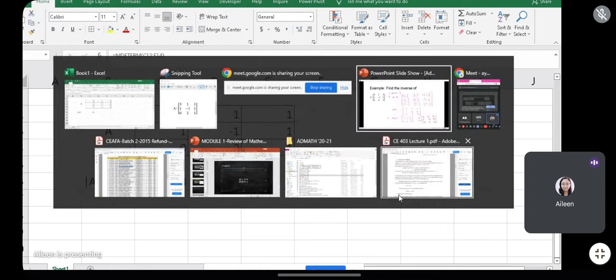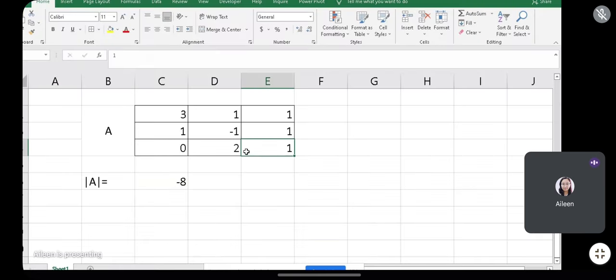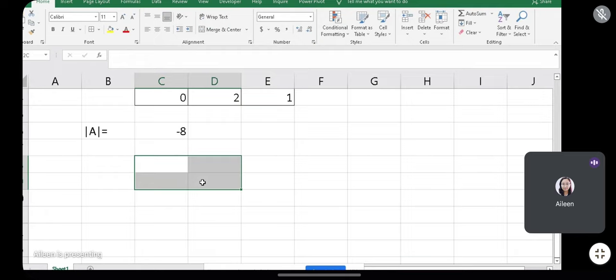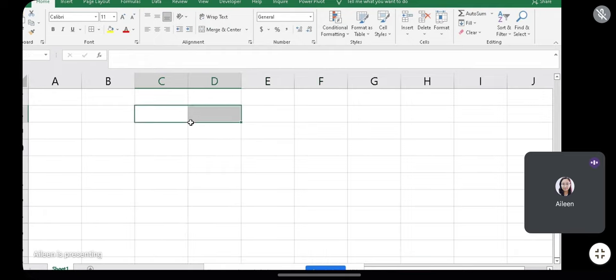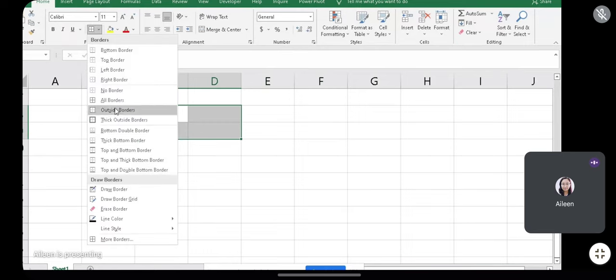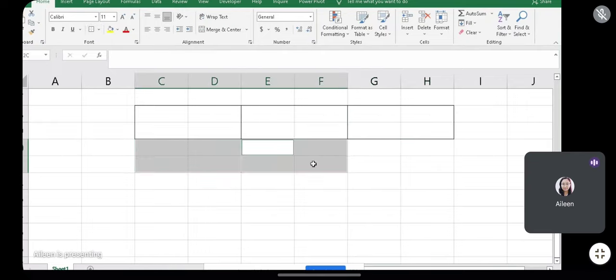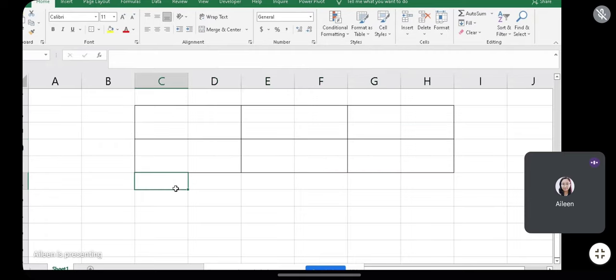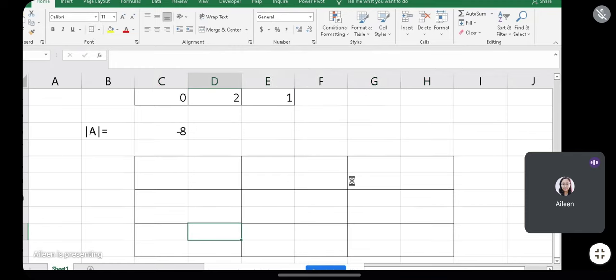Next, our next step is to obtain a cofactor matrix by replacing each element of matrix A with its cofactor. We need to replace our matrix. Since this is a 3 by 3, we highlight a 3 by 3 matrix. How many squares do we need? 3. Just so you can see, it needs to be replaced with the cofactors.